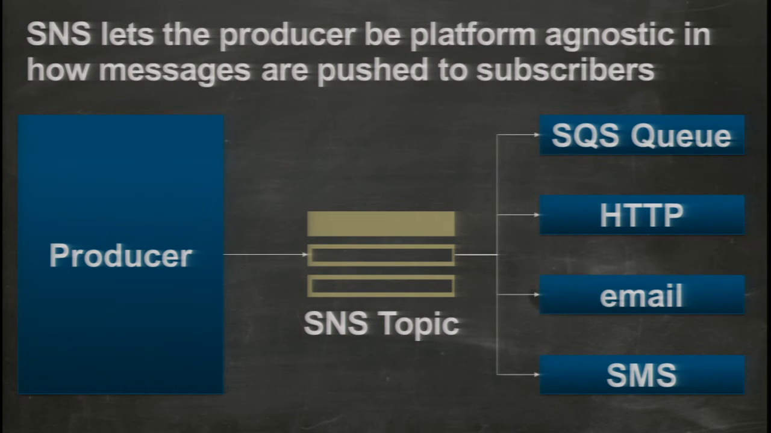This gives SNS flexibility to publish to lots of different protocols. You can send an SNS notification to an HTTP endpoint. You can send it as an email or an SMS message. And you can even subscribe individual SQS queues to an SNS topic, all without any special action from the producer other than producing the information that all these endpoints are going to want to consume.